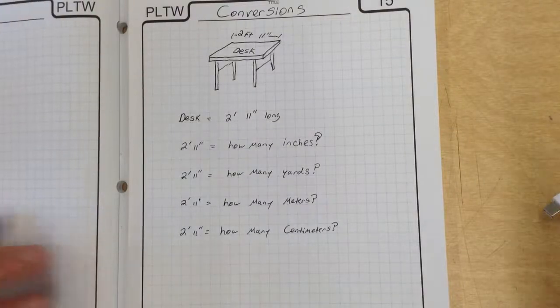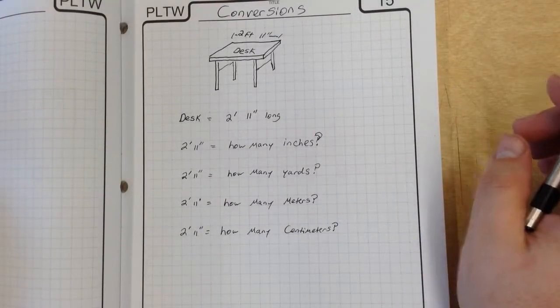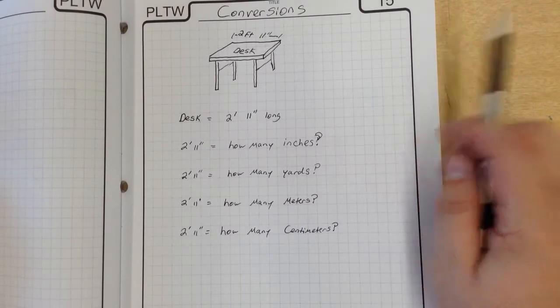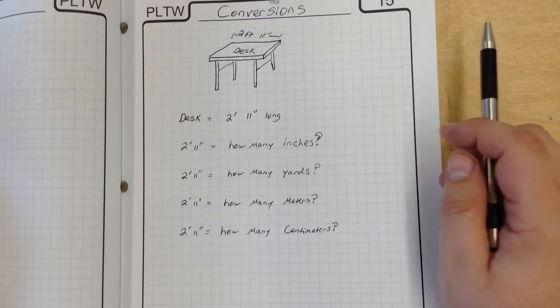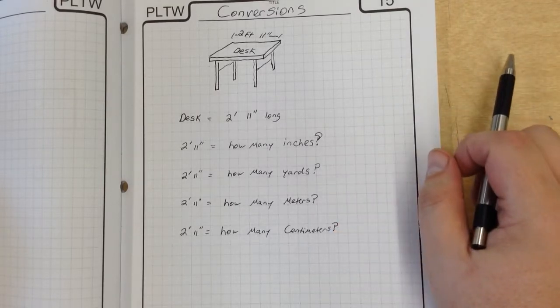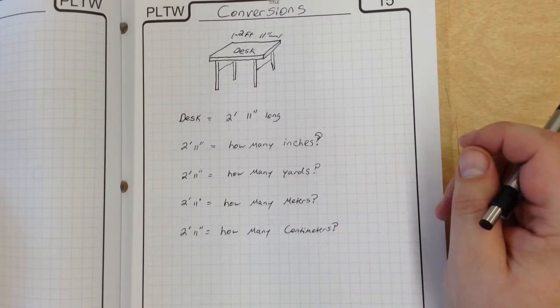Hey everybody, today we're going to mess around with some conversions. We've been talking in a few past videos that there is standard or US measurement and metric measurement. But what do you do if you have to go between the examples? So here is just some examples.